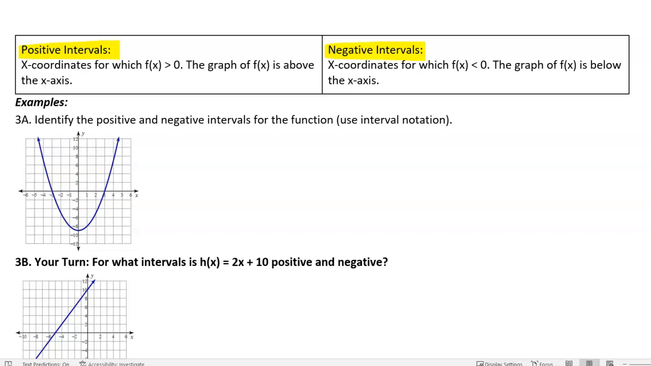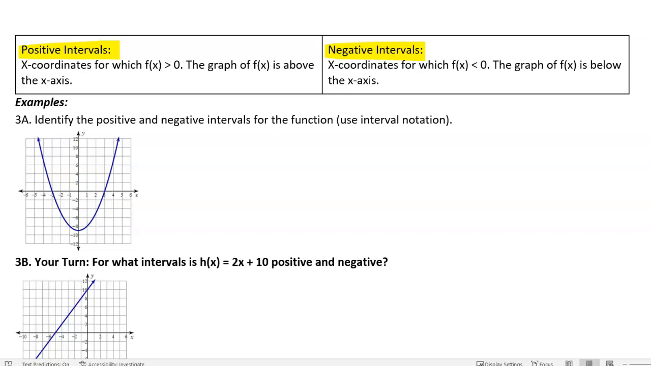Positive intervals represent the x coordinates for which the function is above 0. So it's the x coordinates for where the function is going to be positive. So it's above the x-axis. The negative intervals, again, is still the x coordinates, not the y coordinates. It's the x coordinates for which the graph is going to be less than 0. So it's below the x-axis.